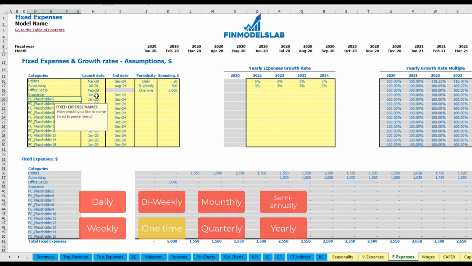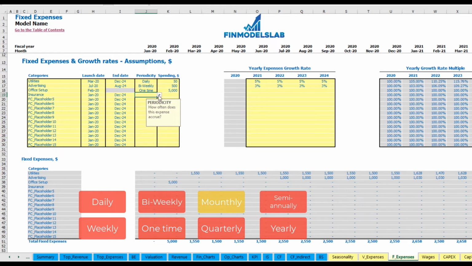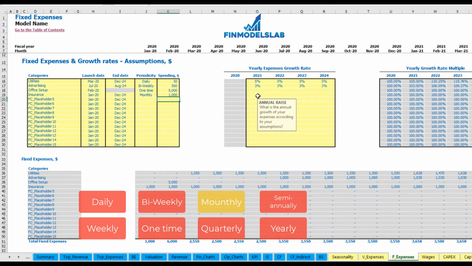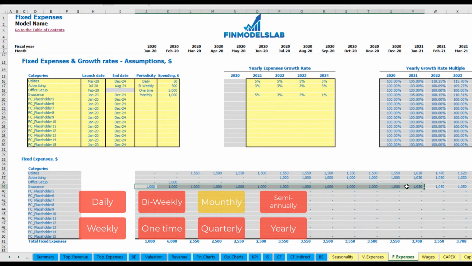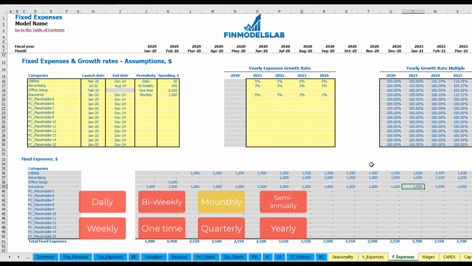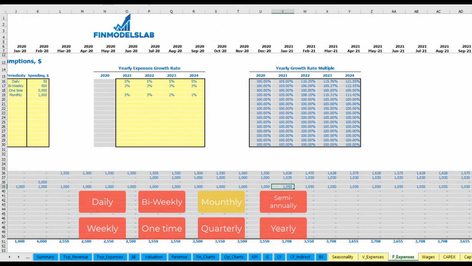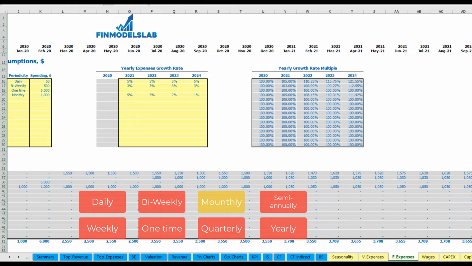insurance. Let it start from January 20 till the end of the model, and it can happen monthly with $1,000 per month, with 5% of growth first year, 3% of growth second year, 2% of growth third, and 1% year number 4. So you may see this calculation here. Starting from January 21, it will grow by 5%, which is $50. And starting from January 22, it will grow by 3%, which is additionally $32.